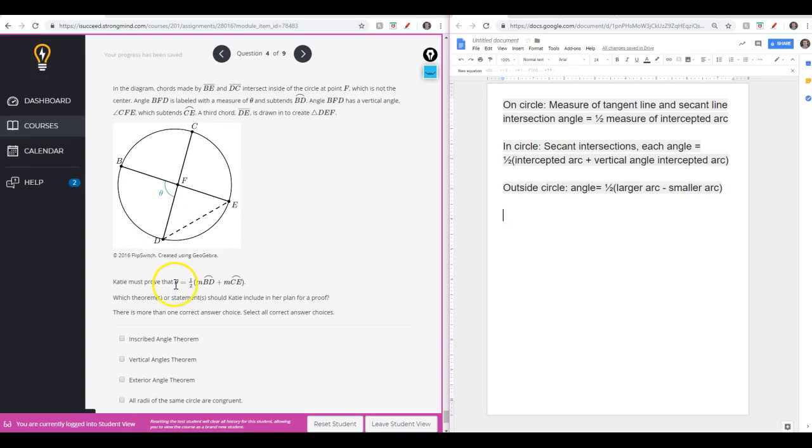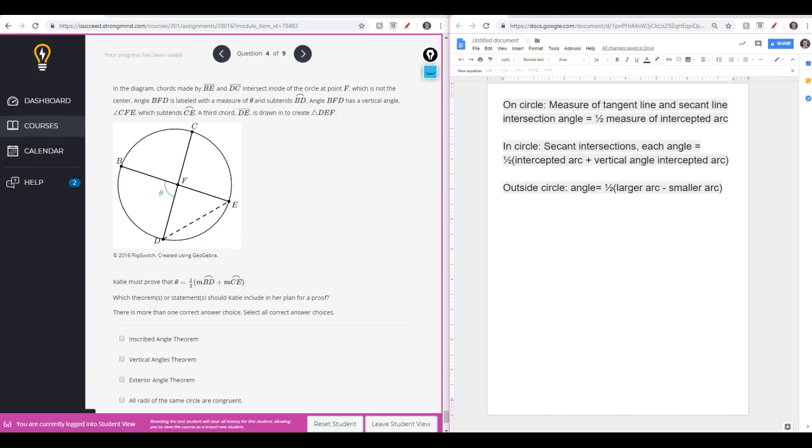Katie must prove that theta equals 1/2 the measure of arc BD plus the measure of arc CE. Which theorems or statements should Katie include in her plan for the proof? There is more than one correct answer choice. Select all the correct answer choices.